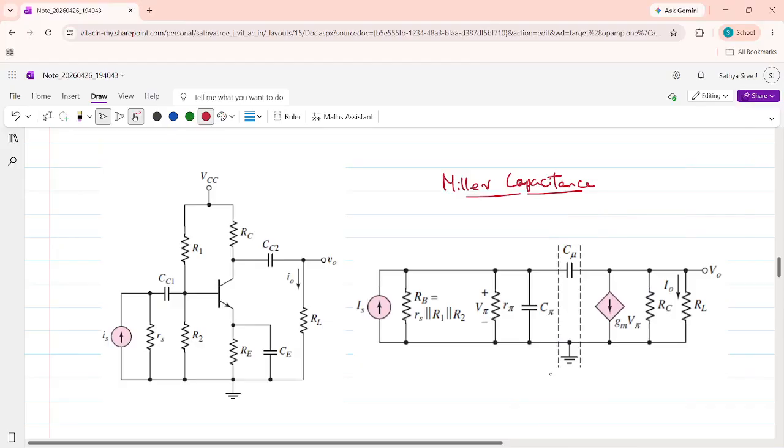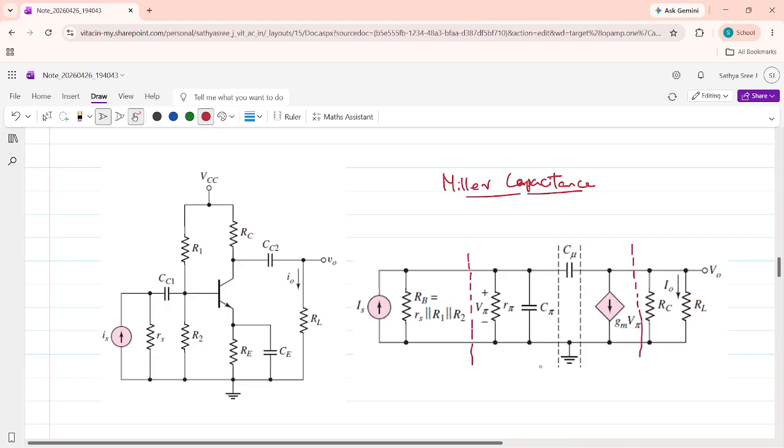Good morning. In this video, we are going to derive the equation for Miller capacitance. On the left side, we can see the common emitter amplifier circuit. On the right side, you can see the small signal model. So from here, we start from R pi, C pi, C mu, g m, V pi.